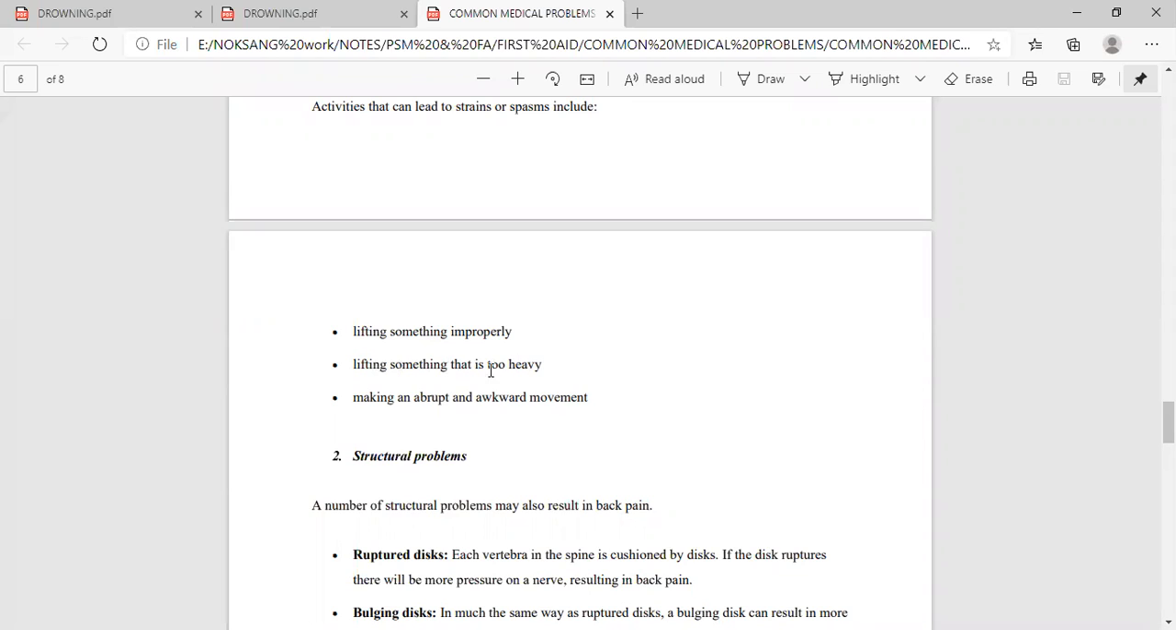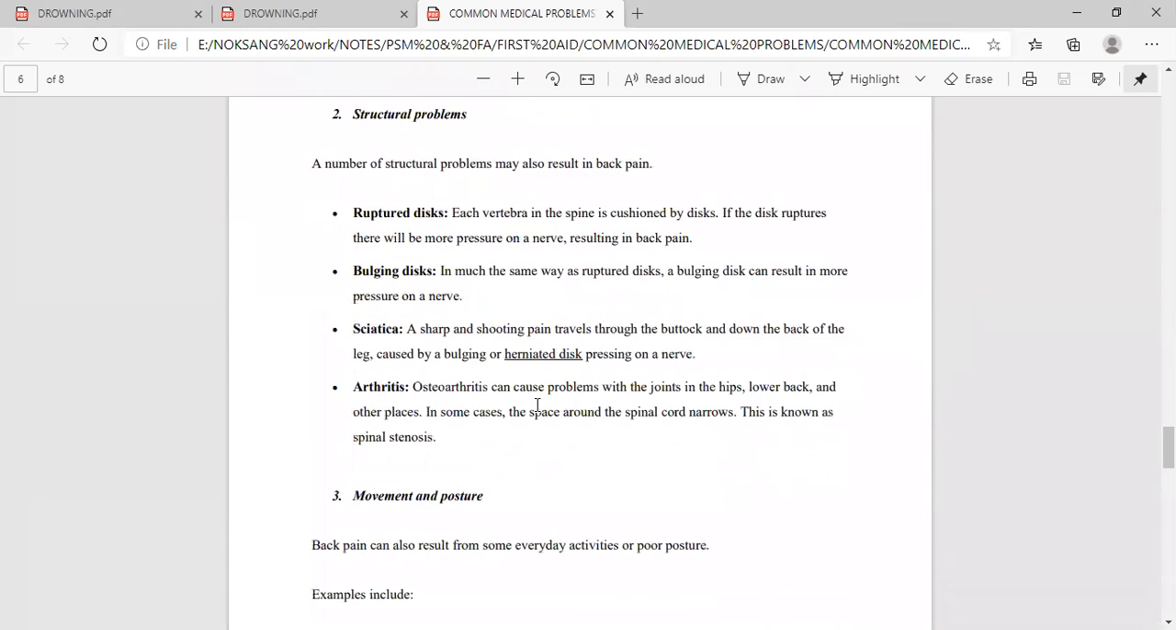So lifting something that is too heavy, whenever you carry heavy things, making an abrupt and awkward movement, or whenever you don't walk properly, sometimes we stretch our back. If you don't do it in a proper manner, then that might also lead to backache.